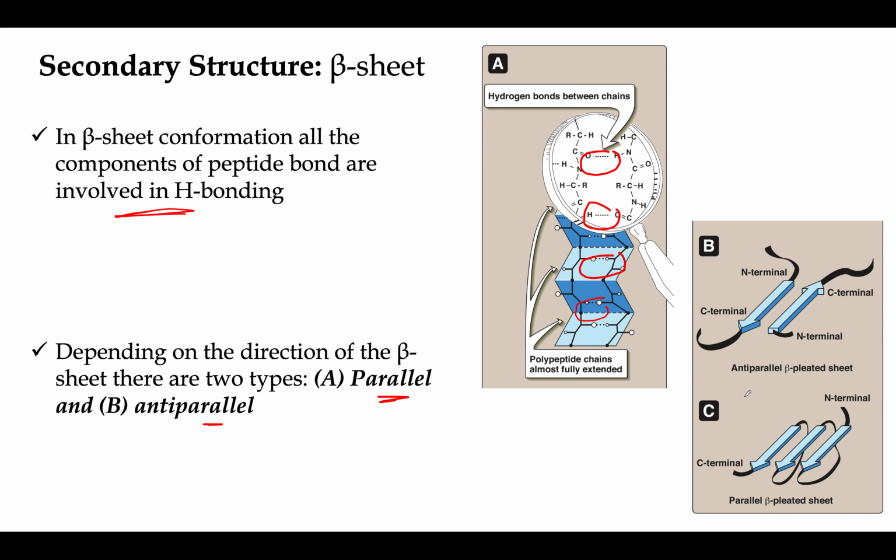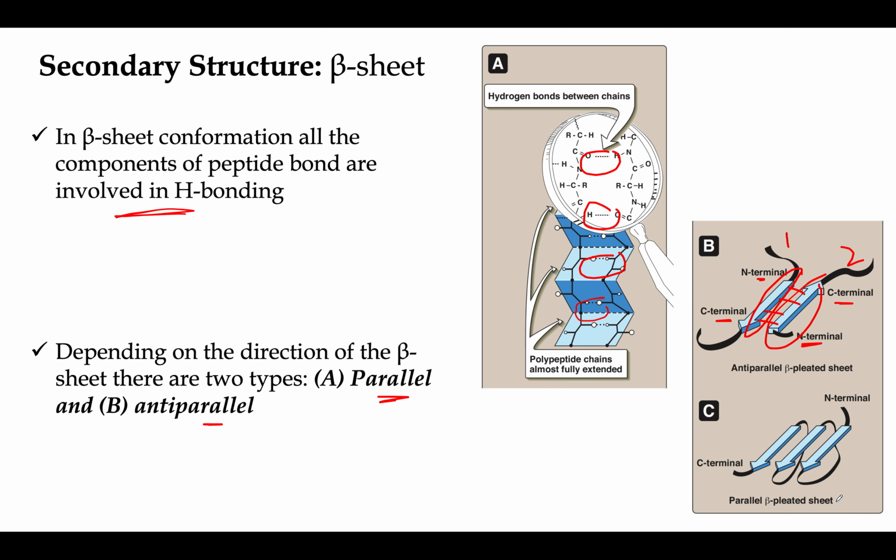So in case of anti-parallel, you require two polypeptide chains. This is one polypeptide chain. This is another polypeptide chain. The amino terminal of one polypeptide chain faces the C terminal or carboxy terminal of the other polypeptide chain. You can see here, this is the amino terminal facing the carboxyl terminal, and this is polypeptide 1 and this is polypeptide 2. Since the amino terminal and the carboxyl terminal are on opposite sides, we call them anti-parallel beta pleated sheet, where the hydrogen bond is formed between the two polypeptide chains.